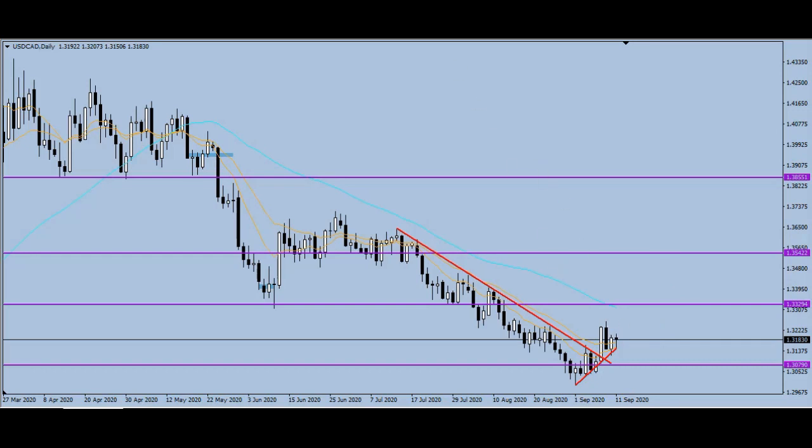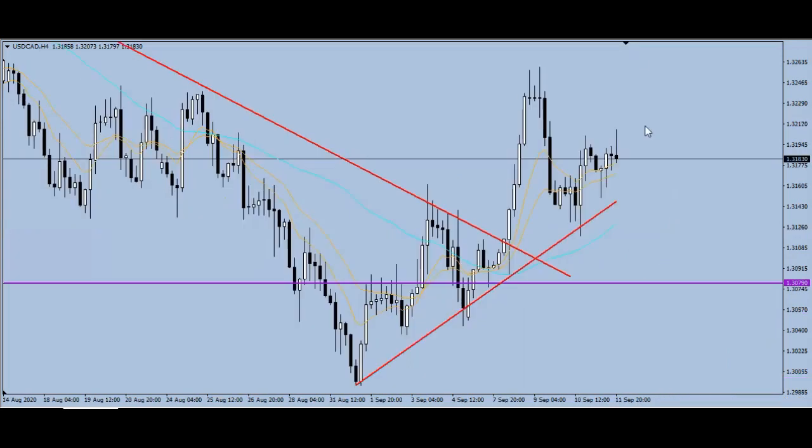On the 4-hour time frame, we can see that the price is currently respecting this ascending trend line and is likely to continue to respect it on the way to the upside. So from the daily and the 4 hours, USDCAD is bullish, and we expect that bullishness to continue to the upside. So that's what we expect from USDCAD.